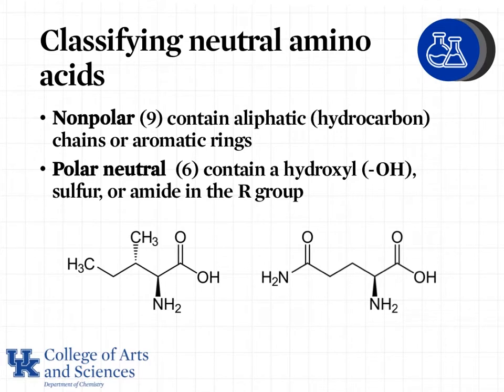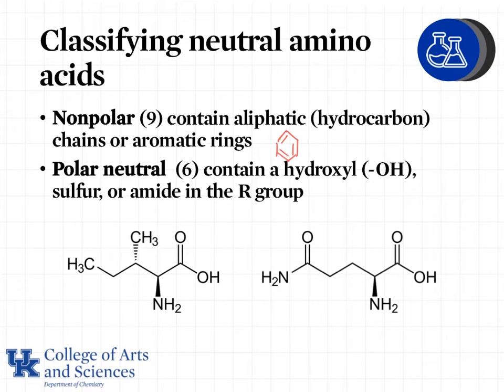There are 9 amino acids which are considered nonpolar, neutral, so we just call those nonpolar. And these contain aliphatic, which just means a hydrocarbon chain, so a chain of carbons and hydrogens, or aromatic rings. And remember, our aromatic rings are 6-membered rings with alternating double bonds.